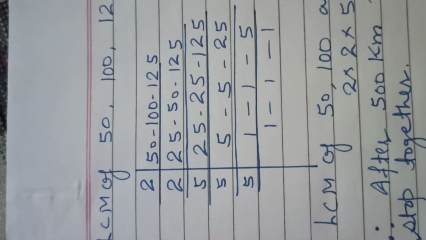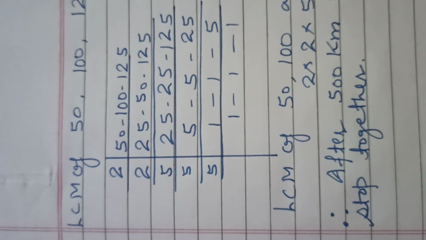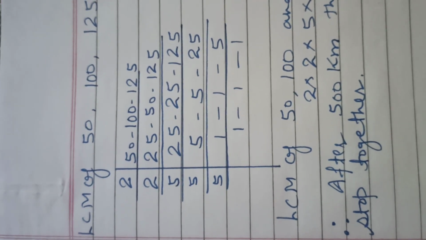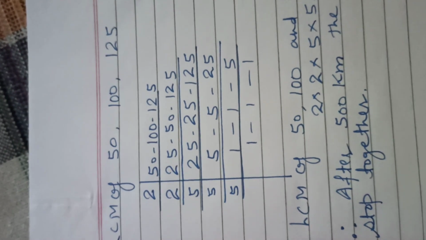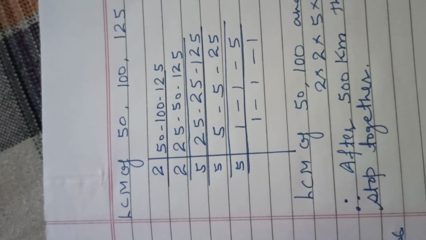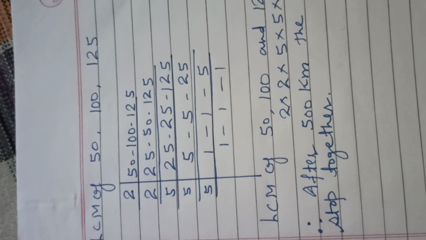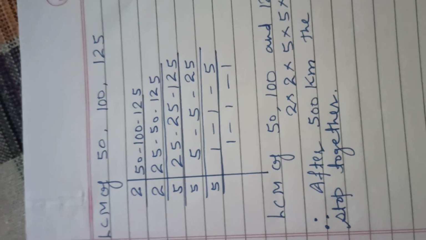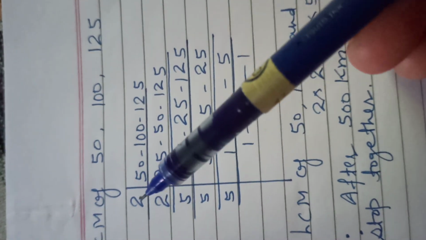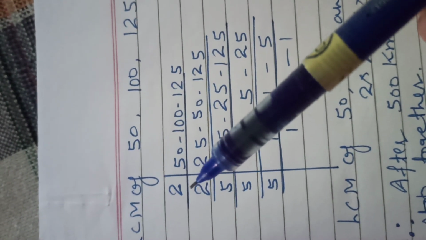So let's find out the LCM. Again, we will write the numbers in a line separated by dash or by commas. As usual, divide the numbers by the common prime factors of one or two numbers, right? So here we will start with the help of 2.